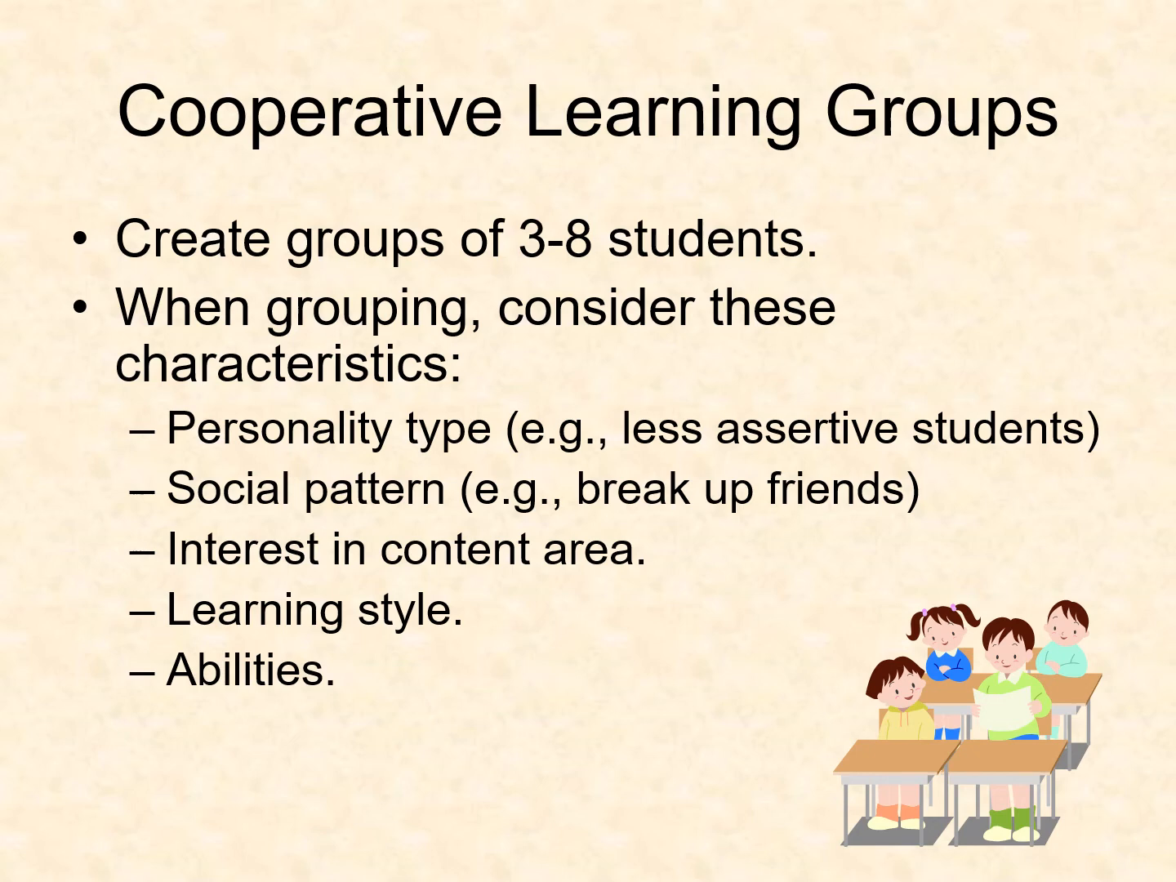Think about personality type. You could have the more assertive and the less assertive students working together. Think about changing the social pattern. Instead of all friends working together, break them up and place them in different groups. Let them meet new people and get to experience working with other people who they're not necessarily direct friends with. Consider their diversity in terms of the interest level in the content area or in that particular topic. Consider learning style and vary according to different learning styles, and also diversity in terms of the ability of each of the students.